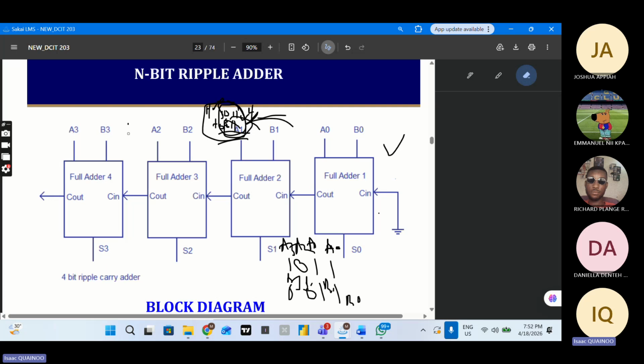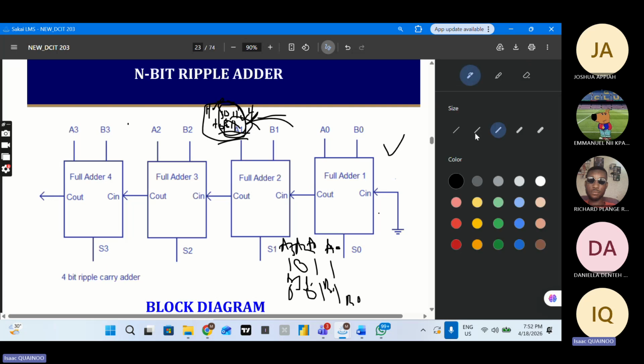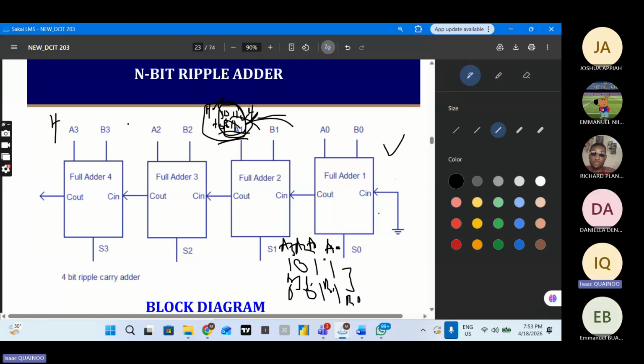So what we do is that we perform the addition using an n-bit ripple adder, where n represents the number of bits in the addition that you are performing. In this case, you have 4 bits, so you are going to use a 4-bit ripple adder. Each full adder will perform one of the addition processes. So we have 4 different additions to be performed: 1 and 1, 1 and 1 again, 0 and 0, and 1 and 0.